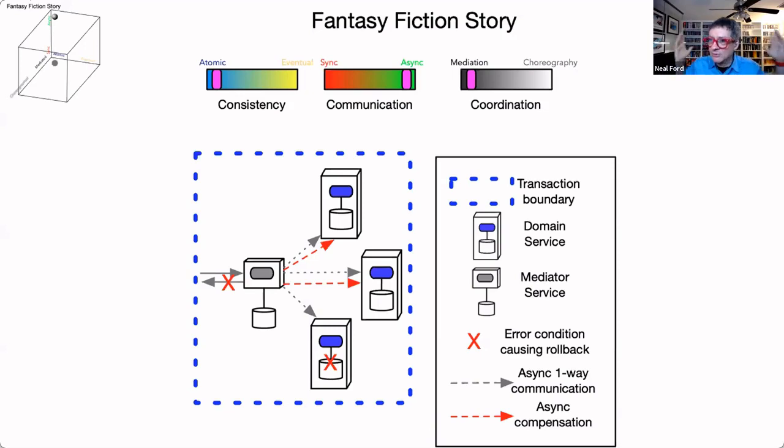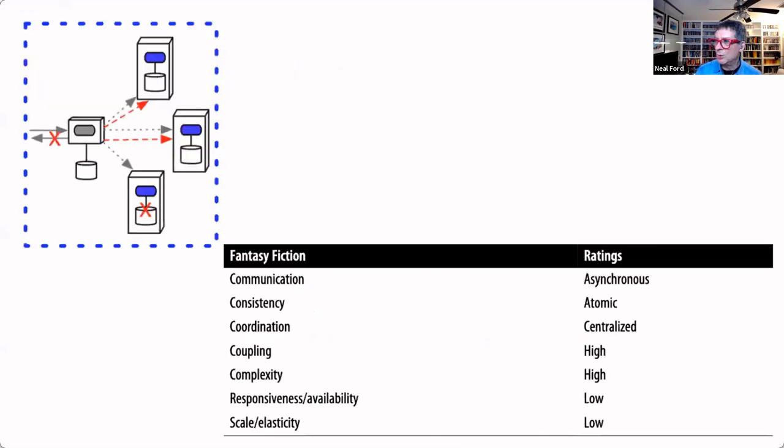And now my head explodes because I can't imagine all of the error scenarios and the ways that these asynchronous things will tangle up and mess up with each other. So this is pretty much a nightmare. So really high coupling, high complexity, low responsiveness, and low scalability. Probably not the characteristics you want in your architecture.